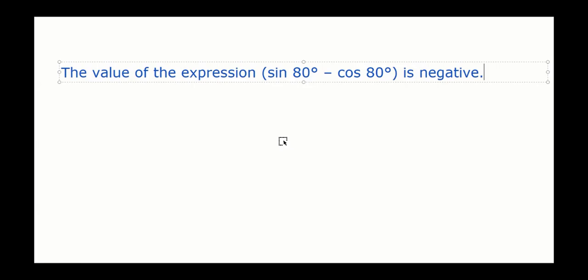Sir, as we go from sine 45 to sine 90, the value increases from 1 by root 2 to 1. Correct. And as we go from cos 45 to cos 90, the value decreases from 1 by root 2 to 0. Correct. So anything between those will be greater, so it will be positive. Yes, sir. It's not negative, it's not 0, it will be positive. Good. So the value of the expression will be positive. Correct, guys.